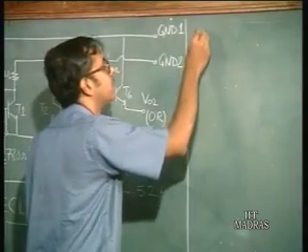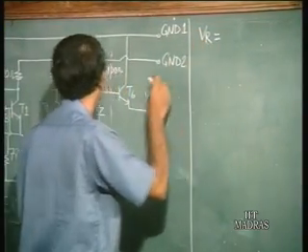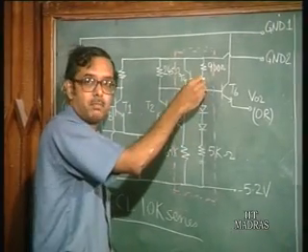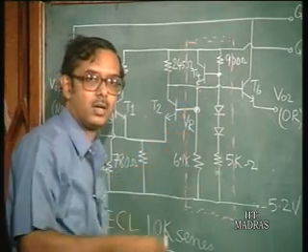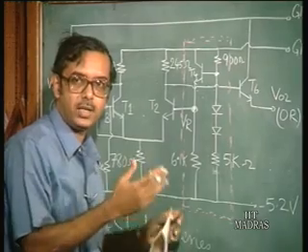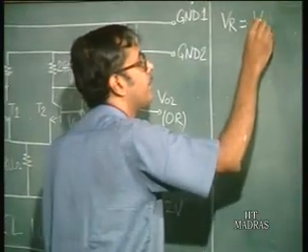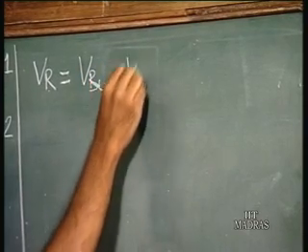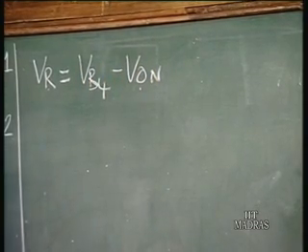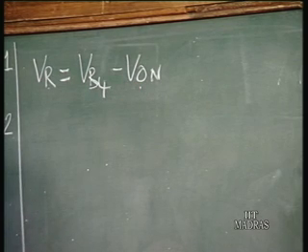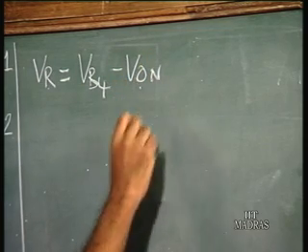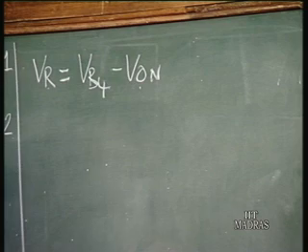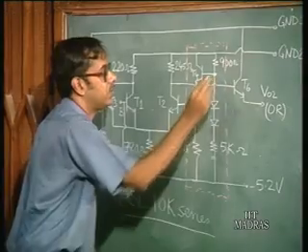VR, or the reference voltage, from this circuit is the base voltage of T4 minus the VBE of T4. VBE of T4, or of any transistor here, let us call it V on. So, VR is VB4 minus V on. V on is the base emitter drop of a transistor when it is in the on state, and let us say V on is 0.75 volts in this case. So, we have to find out VB4. What is the value of VB4? It is very easy to calculate.